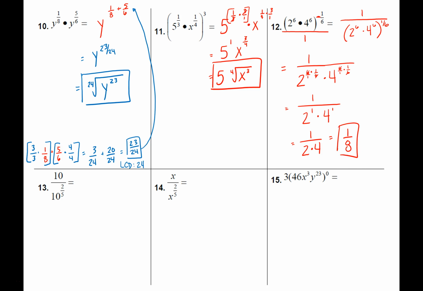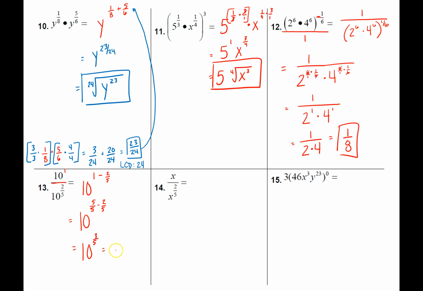All right, next one. This is a quotient problem. Look at that fraction bar. I have the same base on top and bottom, so I'm going to do 10 raised to the 1st power, that's the top, minus the bottom, 2 over 5. Now this one I need to get common denominators for, so that 1 is going to become a 5 over 5. And then I can do my subtraction with my like denominators. So 5 minus 2 is 3. That gives me 10 raised to the 3 over 5.